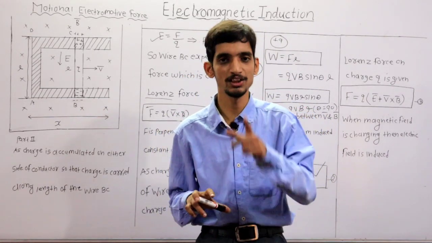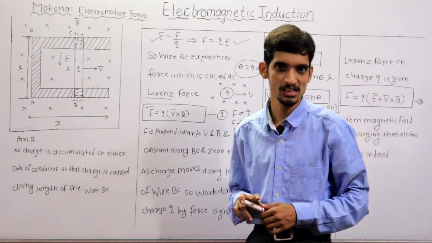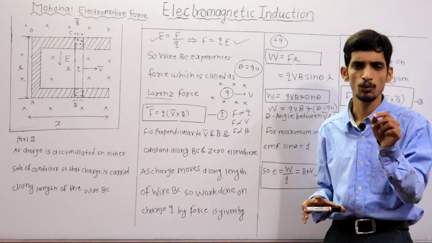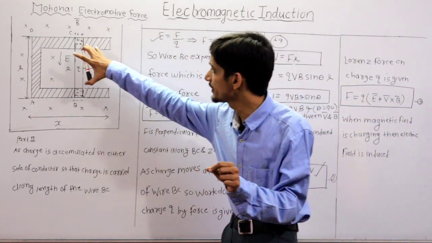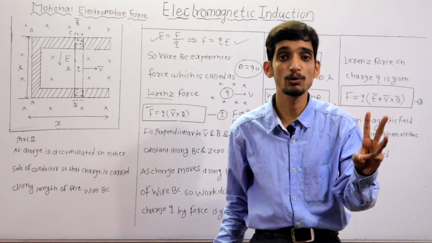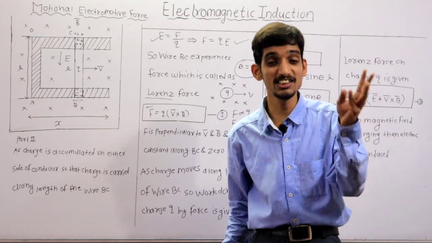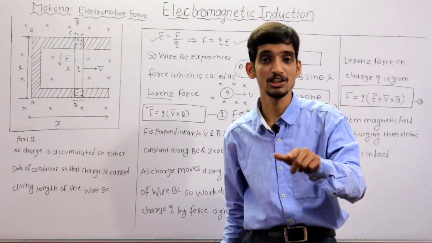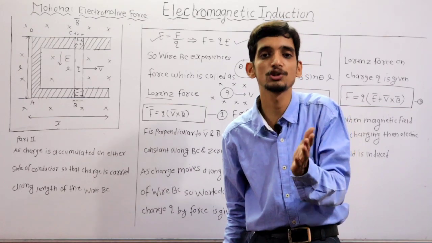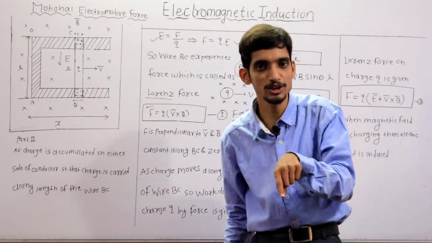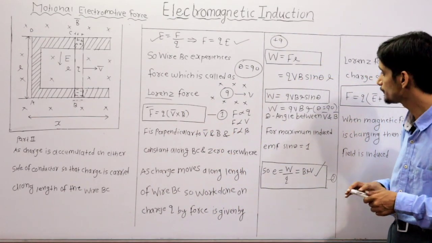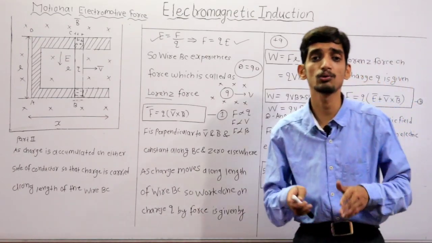So the induced EMF in the wire is BLV. Clear? So what is the concept we applied in this derivation? First important point, we proved charges are present on either side of the conductor. Second, we proved these charges are in motion because the conductor is in motion. Third, these charges are present in a magnetic field, so that rod experiences a force of magnitude QVB, and this force is the Lorentz force, and that's why we have written F is equal to Q V bar cross B bar. And finally our task is to calculate EMF.